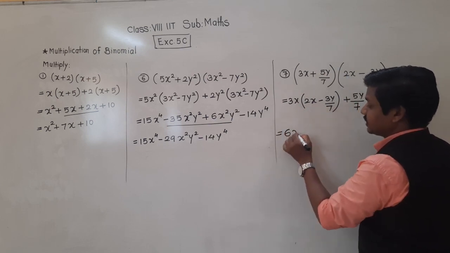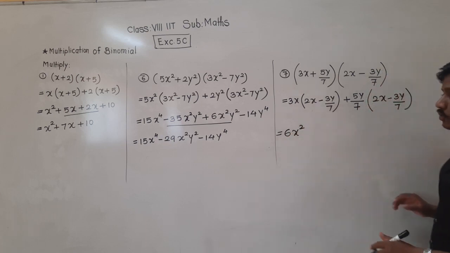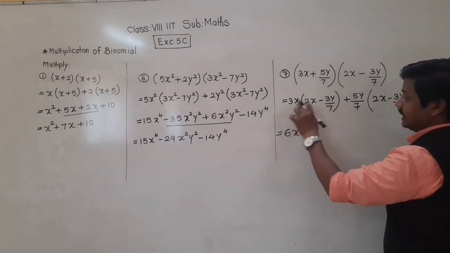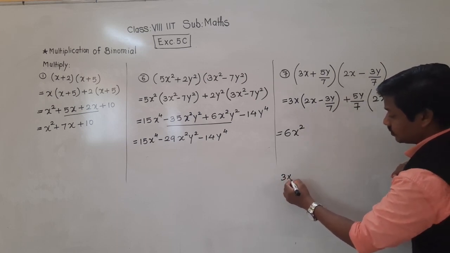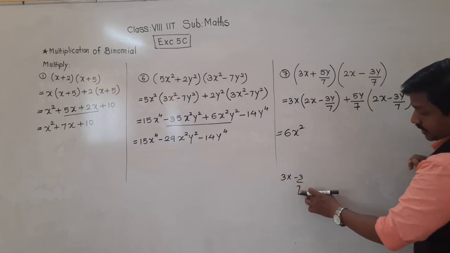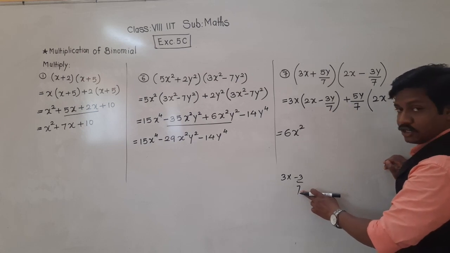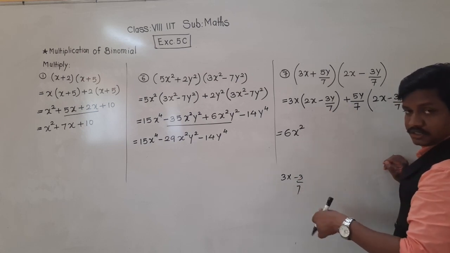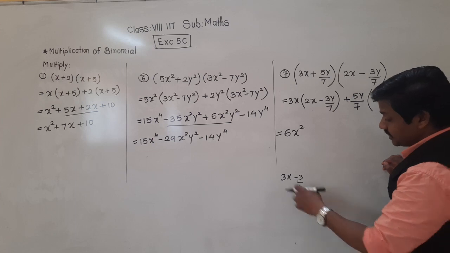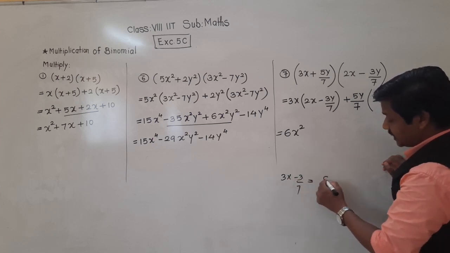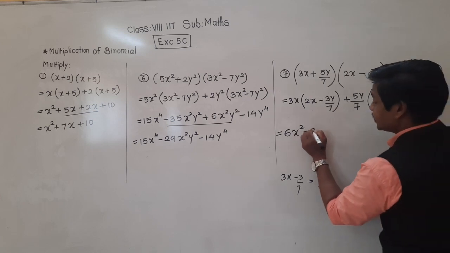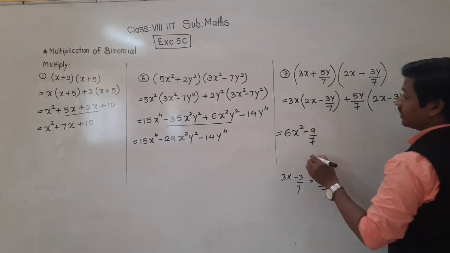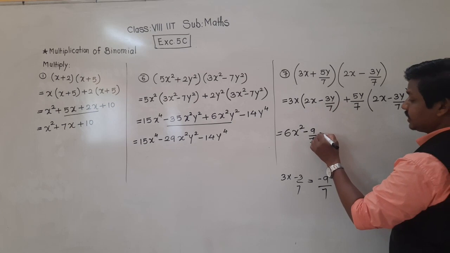Okay. Now multiply. 3 2s are 6x into x, x square. Then 3 into minus 3 upon 7. See, 3 into minus 3 upon 7. If any number is in the denominator and it is divisible, then divide that, reduce that. But here it is not divisible, so 3 3s are 9, that is minus 9 upon 7. So right here minus 9 upon 7 and x into y, xy.